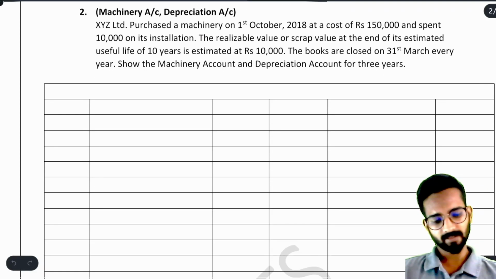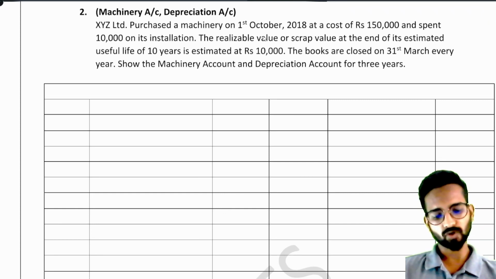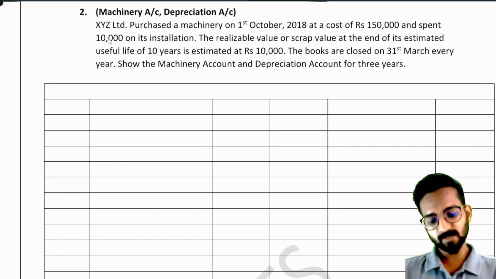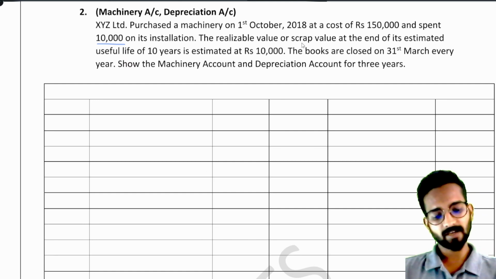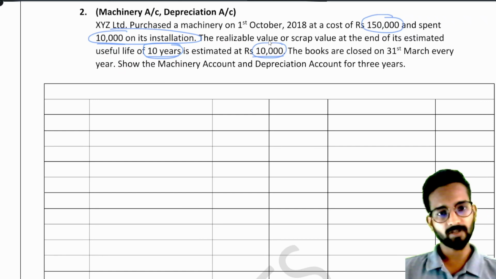Question number 2 we have here is: XYZ Limited purchased a machinery on 1st October 2018 at a cost of rupees 1,50,000 and spent 10,000 rupees on its installation. The realizable value or scrap value at the end of 10 years is estimated at rupees 10,000. It means we got four data. First one is the cost, second is installation expenses, third is useful life, and fourth is the scrap value. Only these four things we require for the straight line method.